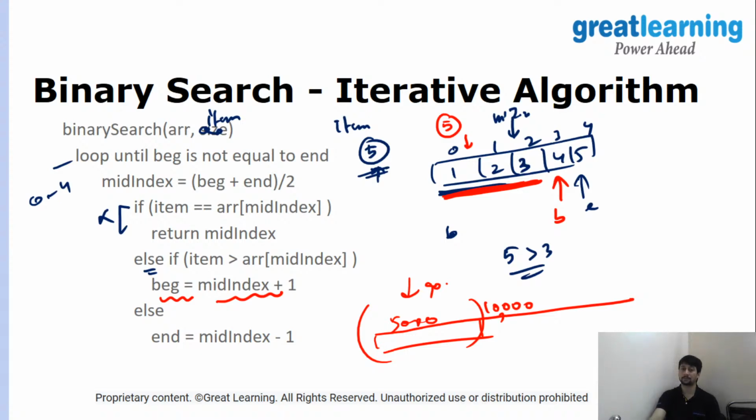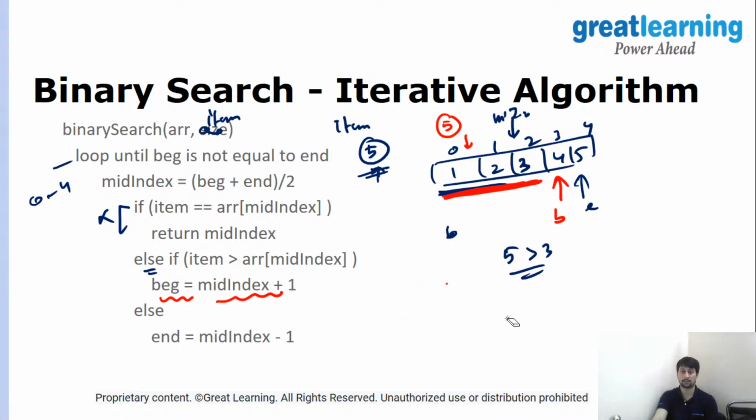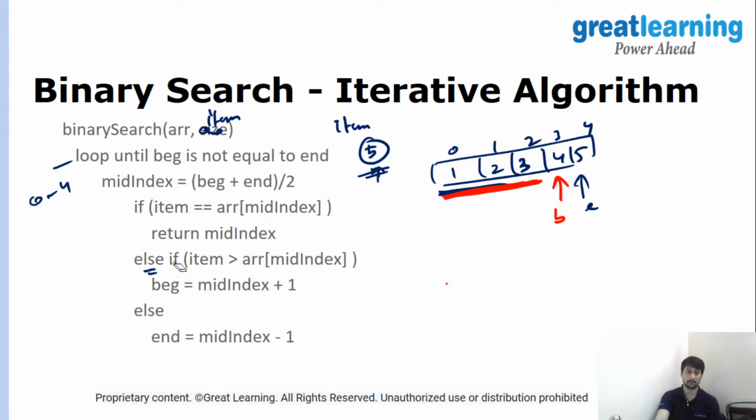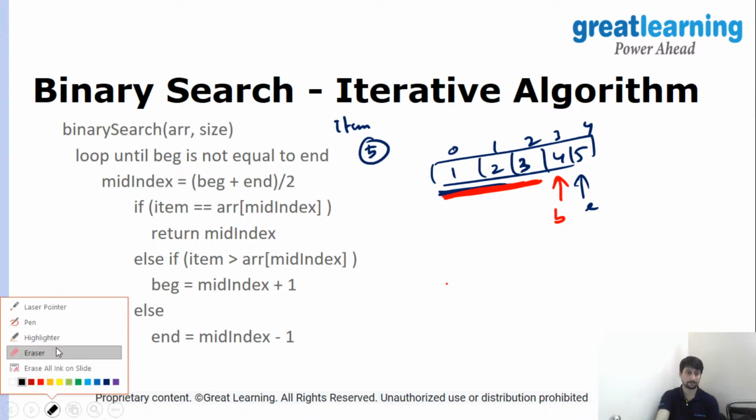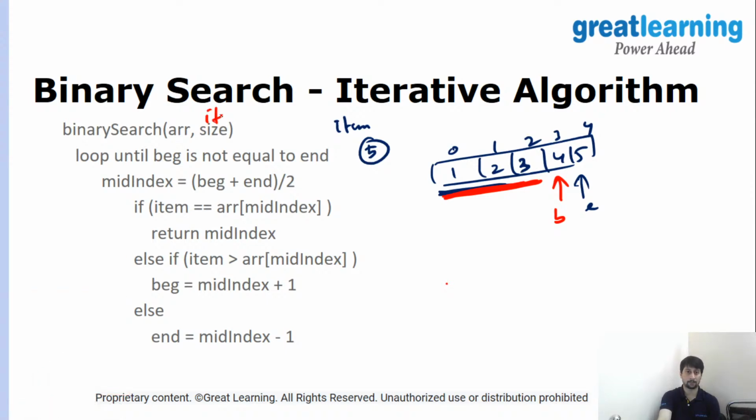Okay, now what happens after that? Now we updated our index, right? Let me just remove these things. Now our beginning is here, and this is our new index. Let's remove this, and we are trying to find this item, that is 5. What is the element? The item is this 5 that we are trying to find in this array.